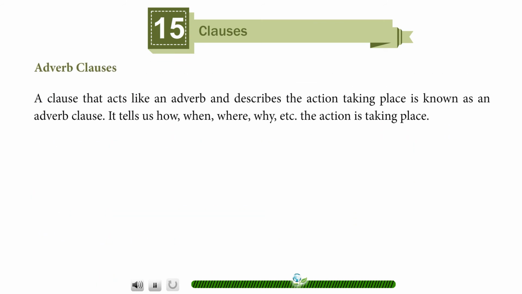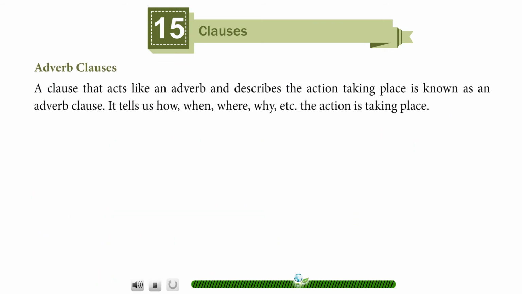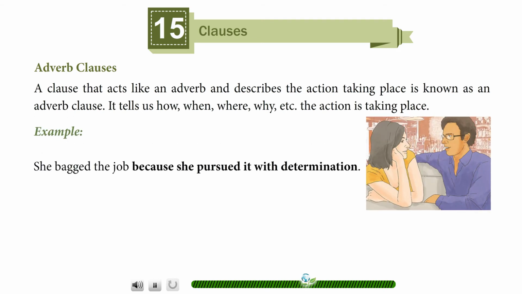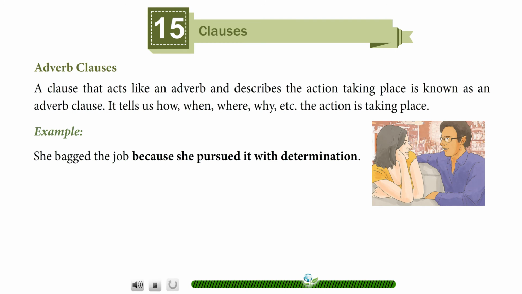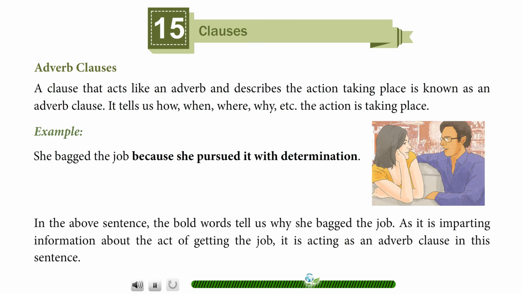Adverb clauses. A clause that acts like an adverb and describes the action taking place is known as an adverb clause. It tells us how, when, where, why, etc. the action is taking place. Example, she bagged the job because she pursued it with determination. In the above sentence, the bold words tell us why she bagged the job. As it is imparting information about the act of getting the job, it is acting as an adverb clause in this sentence.